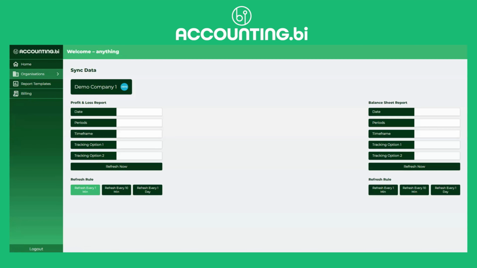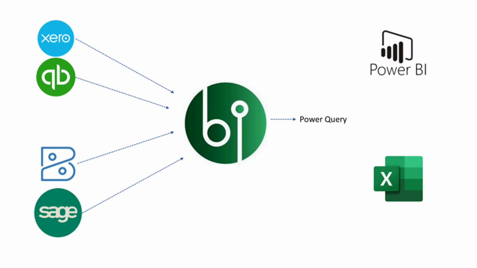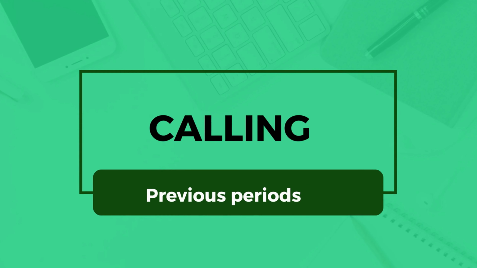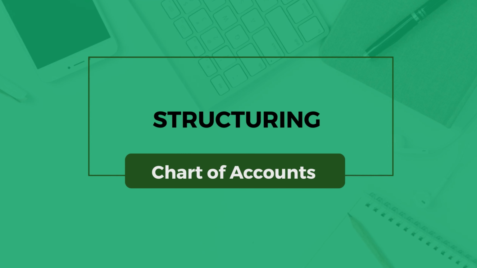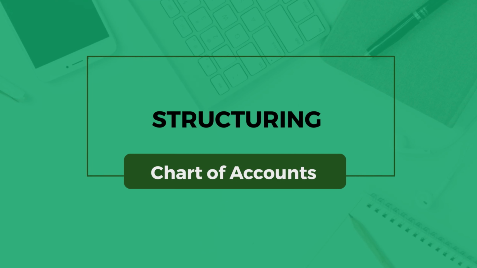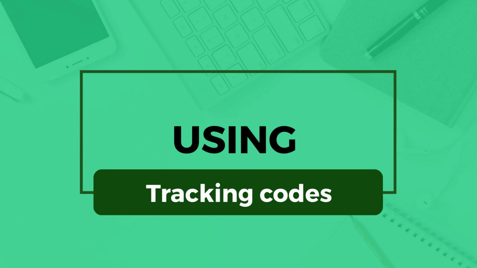AccountingBi system. The AccountingBi system then behaves as a database between your accounting system and your Excel spreadsheet or PowerBi report. You then use this database to start structuring the data before it hits Excel or PowerBi. This could include calling previous periods, changing the date range of your profit and loss statement, structuring your chart of accounts with different header categories or organisation structures, and even using tracking codes from Xero or Zoho books.